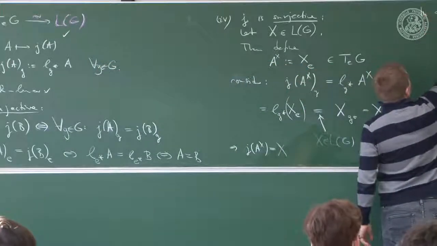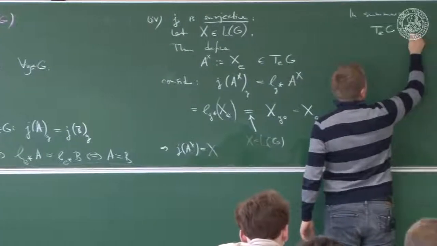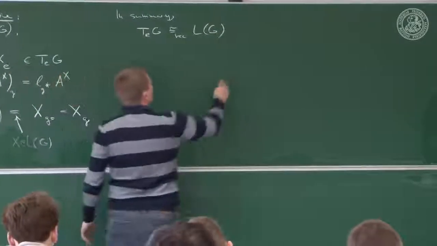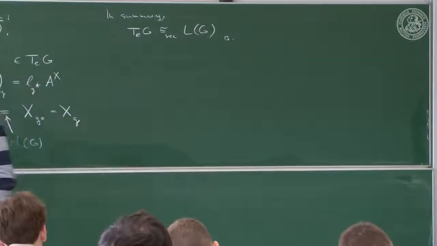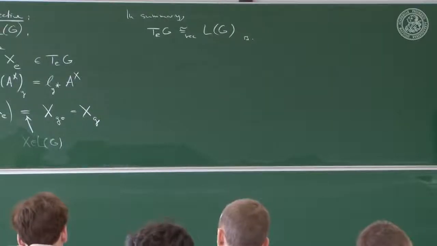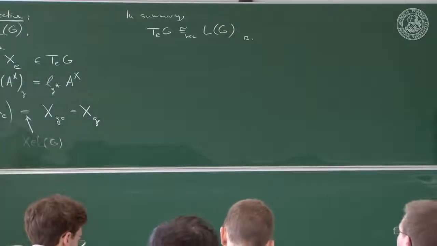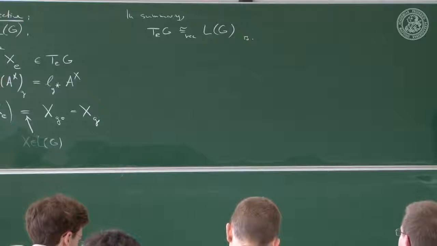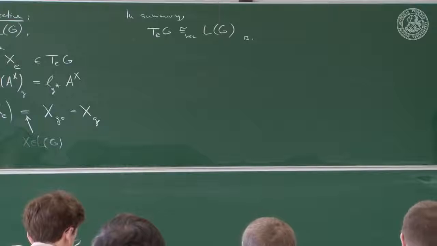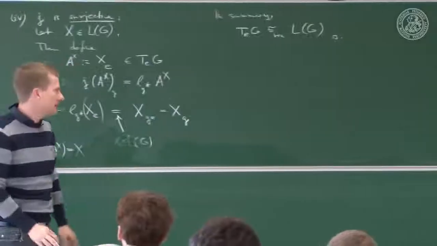In summary, TEG as a vector space is the same as LG. And that was what we wanted to prove. So that shows that these left invariant vector fields can be understood by only looking at all the vectors at the identity. Well, that's much simpler than looking at these crazy left invariant vector fields.